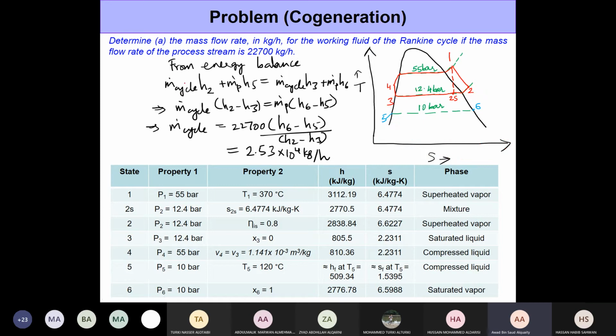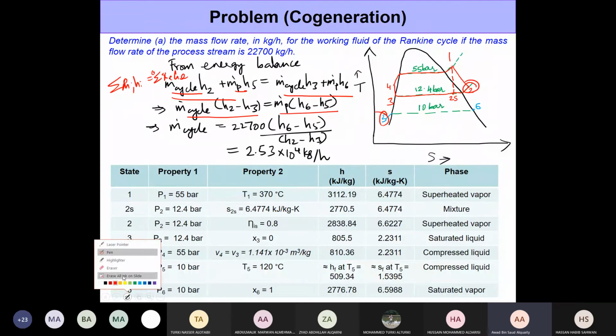You can put the energy balance in either way. You can just write it as the energy lost by the hot fluid is equal to the energy gained by the cold fluid, or you could also write it as summation of m_i h_i is equal to summation of m_e h_e, meaning the mass flow rate and the enthalpy coming in has to be equal to the mass flow rate and the enthalpy going out. There are two inlets, state 2 with the mass flow rate of m dot cycle, and state 5 with the mass flow rate of the process stream, which is given, right? Either way, you end up with the same energy balance equation.